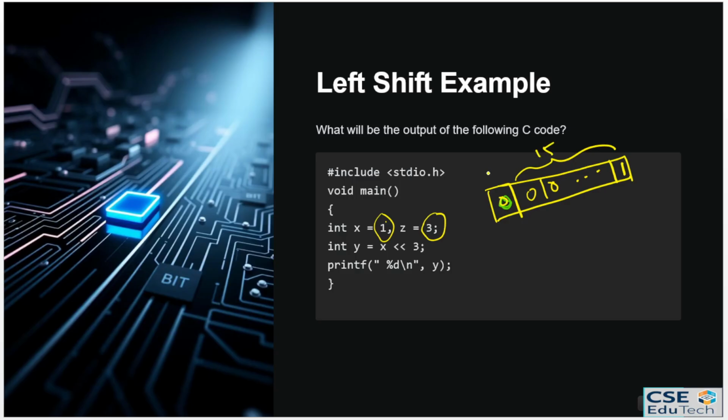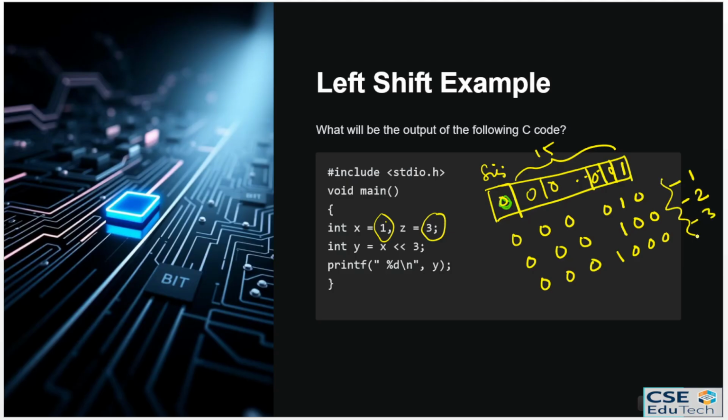We assume that it is a sign bit. Now if we shift towards the left 3 times, what will happen? One shift, the result will be 0, 0, 0, 0, 1, 0. It is one shift, right? And second shift, 0, 0, 0, 1, 0, 0. It is the second shift, 2 shifts. Now the third shift, and it will be 1, 0, 0, 0. It will be the third shift.